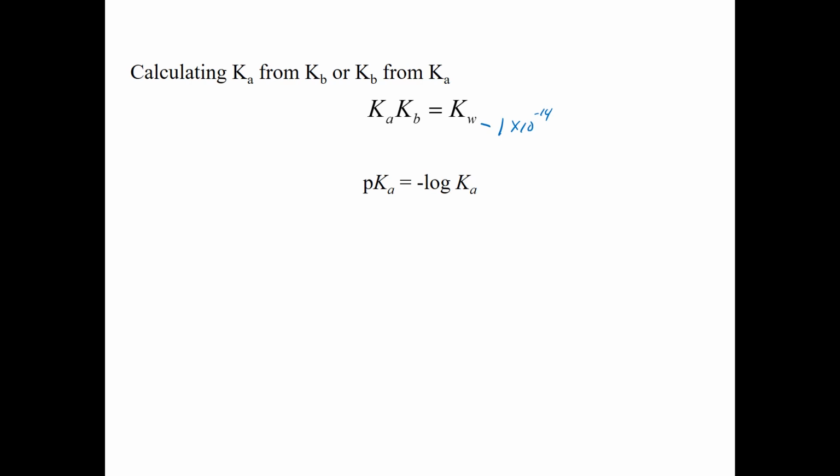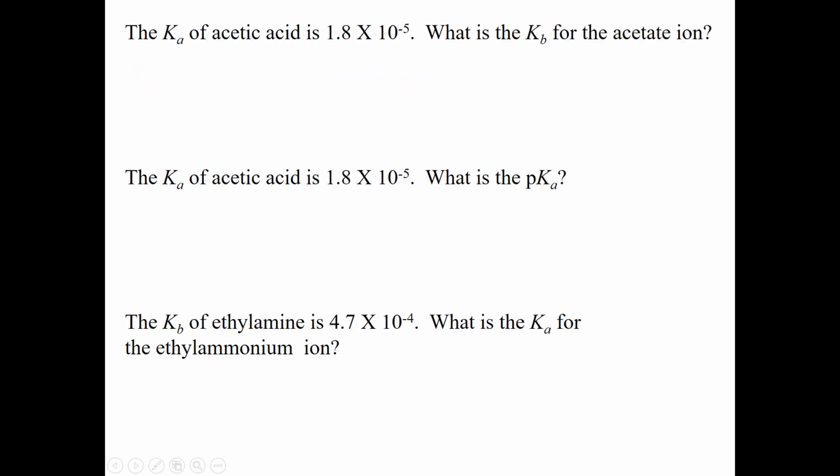Something else I want to cover is that pKa is a negative log of Ka. So let's do some problems like that. The first one says that the Ka of acetic acid is 1.8 times 10 to the minus 5th. What is the Kb? Okay, so we're going to use the formula Kw is Ka times Kb.